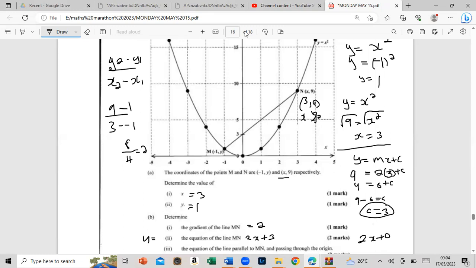When two lines are parallel, they have the same gradient, and if it goes through the origin, the y-intercept is zero.